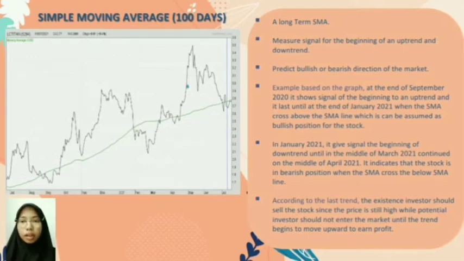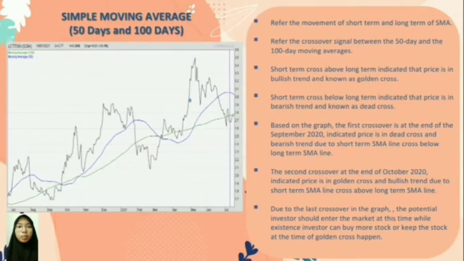which can be assumed as a bullish position for the stock, while in January 2021 it gives a signal of the beginning of a downtrend until the middle of March 2021. Continuing on, in the middle of April 2021, it indicates that the stock is in a bearish position when the SMA crossed below the SMA line. It refers to the movement of the short-term and long-term SMA.